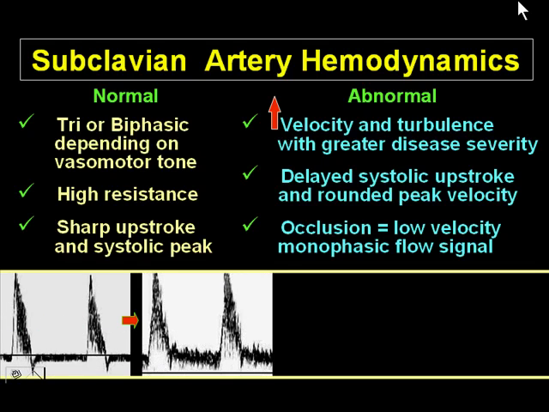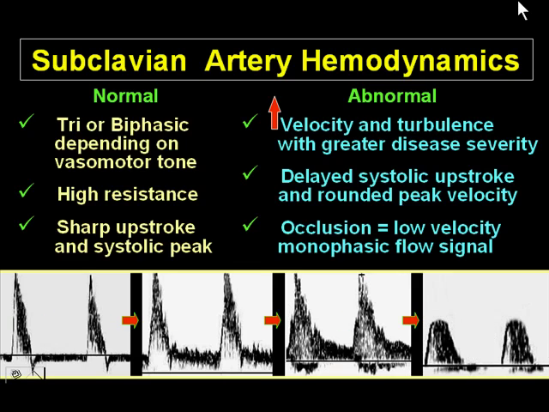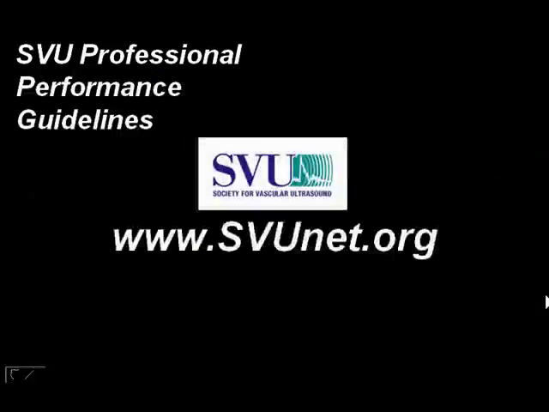Now, of course, a normal subclavian artery will yield tri- or biphasic flow depending on the vasomotor tone. Typically high resistance in nature. All vessels, again, should have a sharp upstroke and a systolic peak. When disease starts to set in, you'll see an increased velocity and turbulence, with increasing turbulence with greater disease severity. Often these patients in very severe forms of the disease will present with delayed systolic upstrokes and rounded peak velocities. And then the end-stage manifestation in patients with occlusion would be this very blunted, sometimes tardus parvus waveform. Now, that's the evaluation of the patient with carotid artery disease in terms of the use of carotid duplex ultrasound.